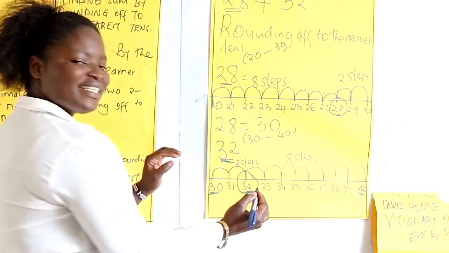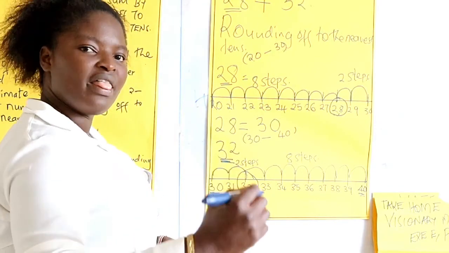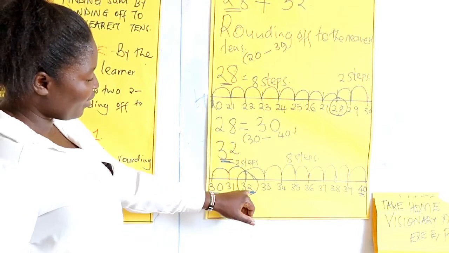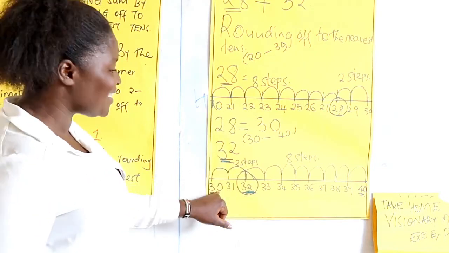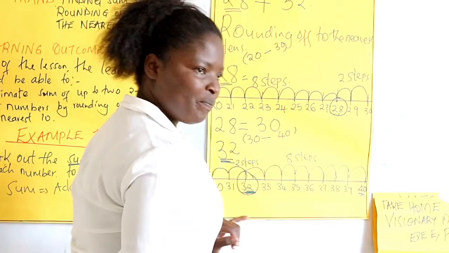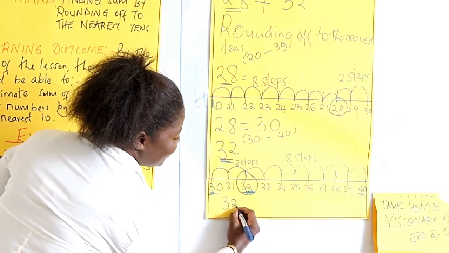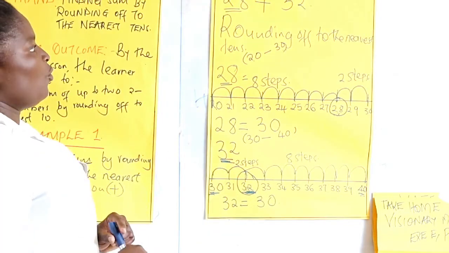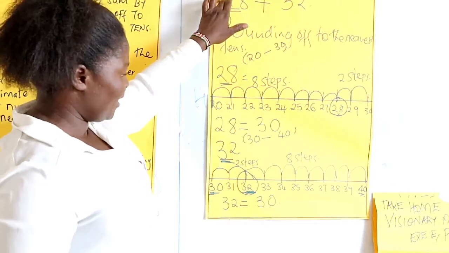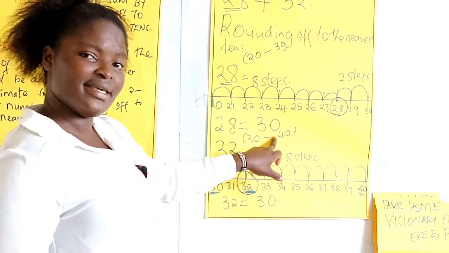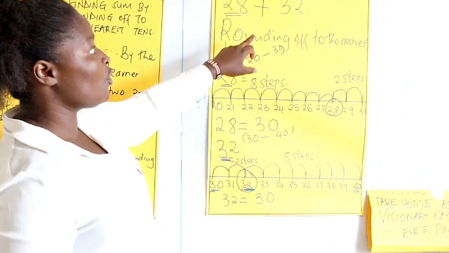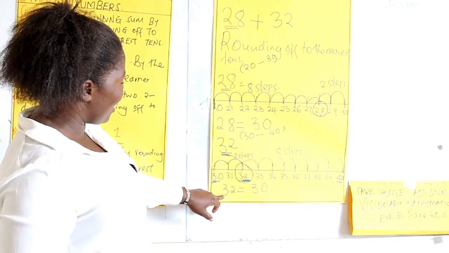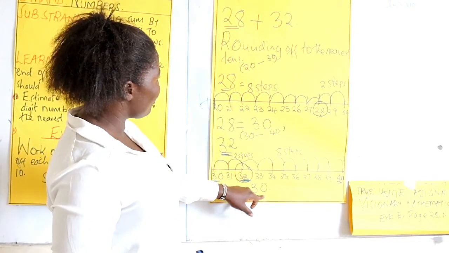So the number that is nearer to 32, that is our answer. So our sentence will read, 32 is nearer to 30 than 40. So 32 rounded off to the nearest tens, our answer is 30. We've already rounded off 28 to the nearest tens, and we got that our answer is 30. We also rounded off 32 to the nearest tens, and our answer was 30.